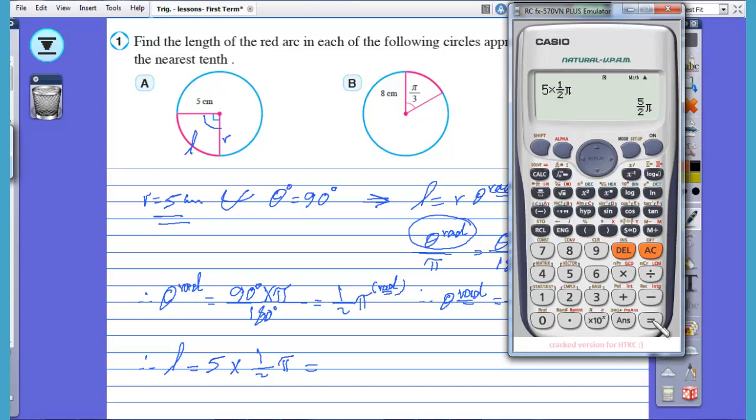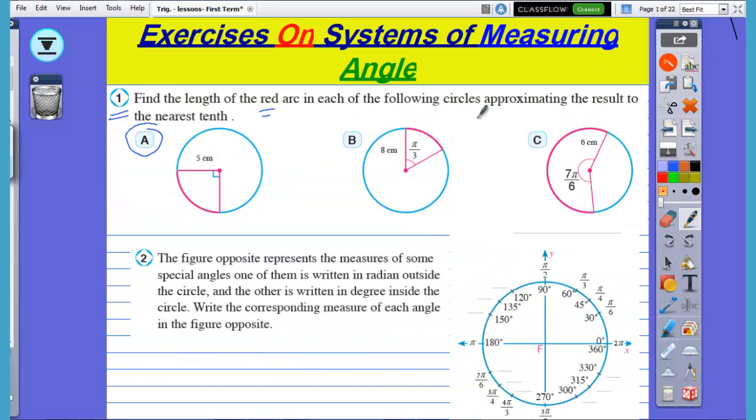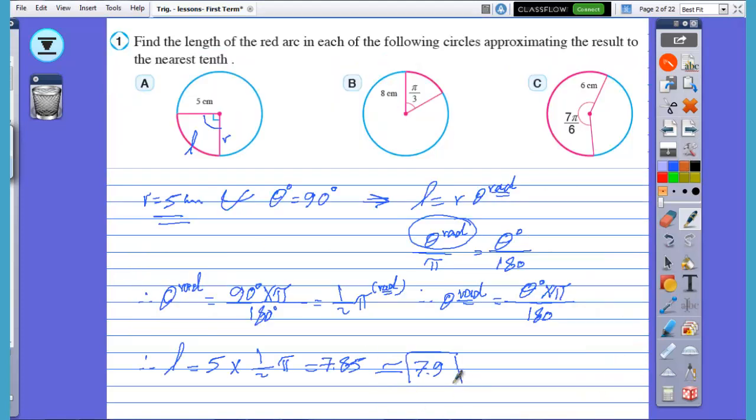5 over 2 pi. So we will convert it to a decimal number. It will be 7.85, which equals approximately 7.9, because the required here is to find the length of the arc approximating the result to the nearest tenth. To the nearest tenth, it is equal to 7.9.